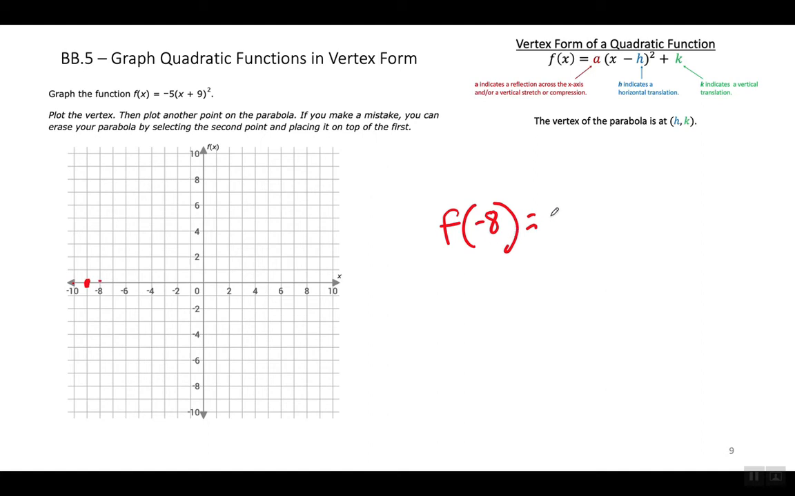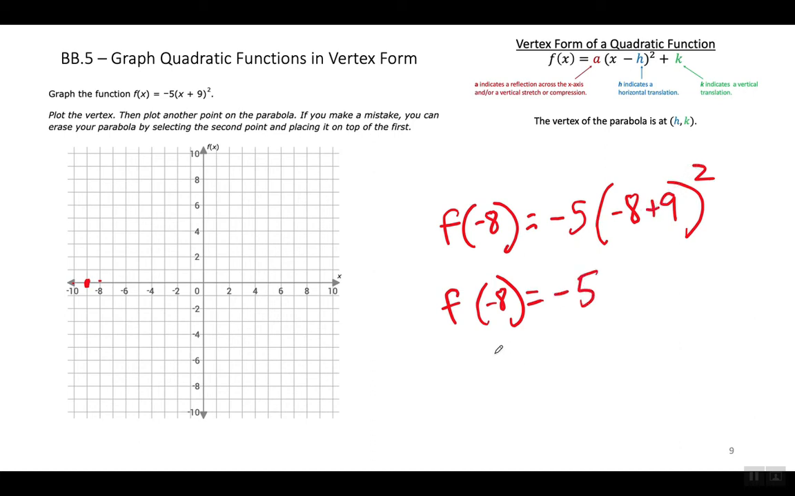When I substitute -8, I'll have this. Now, when I work this out, negative 8 plus 9 is positive 1. 1 to the second power is 1, and 1 times negative 5 is negative 5. So when x is negative 8, y is negative 5. And I can put that on both sides.